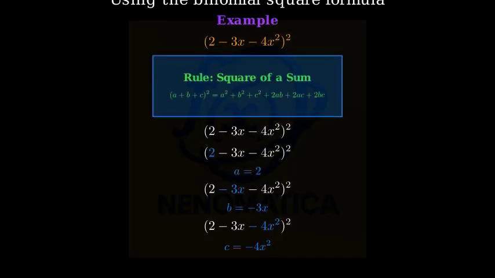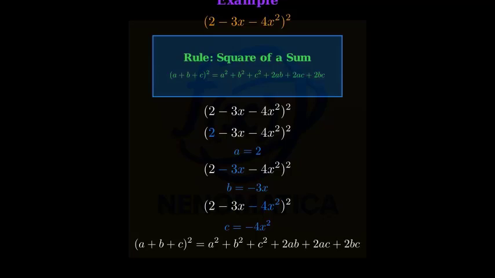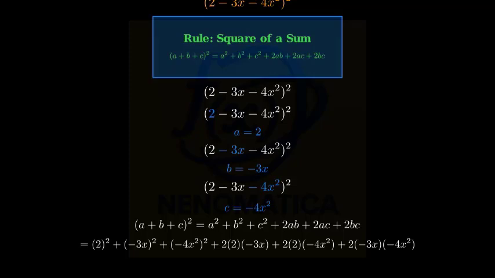Now, let's apply the rule for squaring a polynomial. We need to square each term and add twice the product of each pair. So, our expansion is a squared plus b squared plus c squared, plus 2 times a times b, plus 2 times a times c, plus 2 times b times c. Let's compute each of these terms.